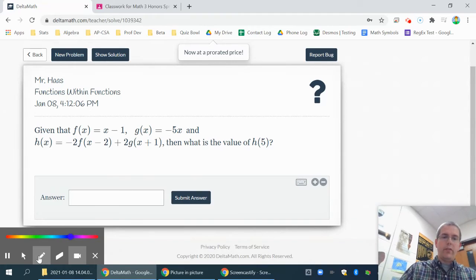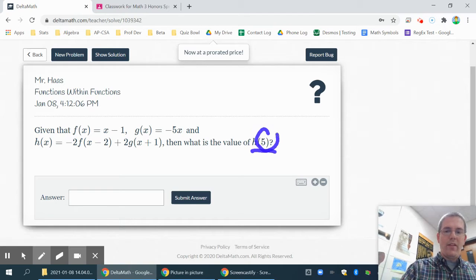Okay, this one is interesting because I actually have functions inside of a function. So let's start by saying I need to find the value of h of 5, which means I need to take this 5 and put it in place of every x in function h. So I look at h of x and replace every x with a 5. So this becomes a 5, and this becomes a 5.